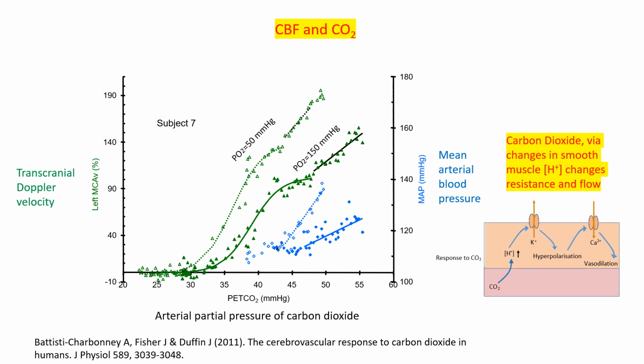The picture at the right is a brief overview of how CO2 changes vessel diameter and the resistance to blood flow. Carbon dioxide disrupts the regulation of intracellular hydrogen ion concentration in smooth muscle cells and changes smooth muscle tone via mechanisms involving changes in calcium and potassium ion intracellular concentrations.